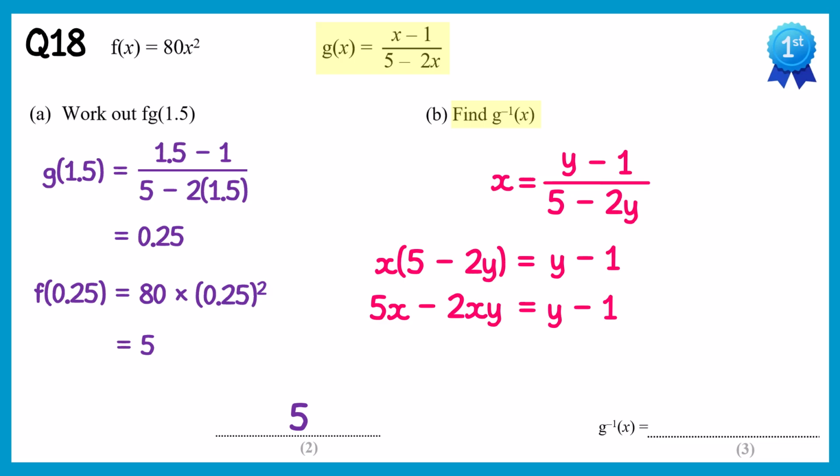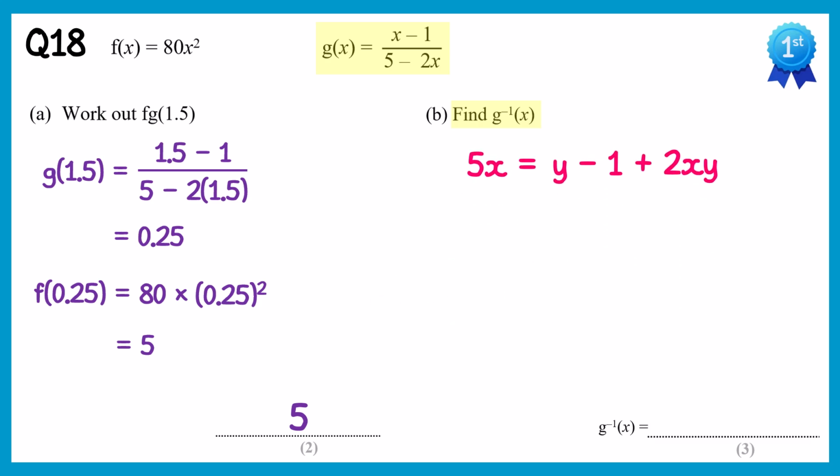Now we want to get all of the terms that involve a y on the same side, and all of the terms that don't involve a y on the other side. I'm going to get all of the terms that have a y on the right hand side, so I'm going to start by adding 2xy to both sides. If I add it to the left hand side, the negative 2xy will cancel, so I've just got 5x. If I add it to the right hand side, well I've got y minus 1, but now I've added 2xy. Let's move this up to the top so we have some more space.